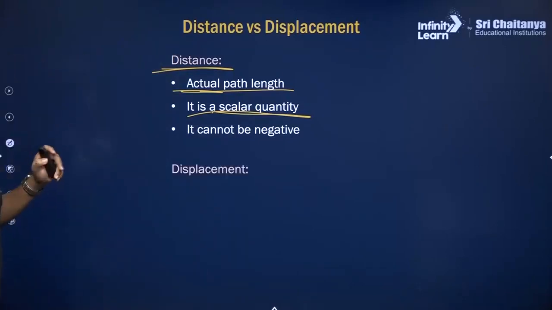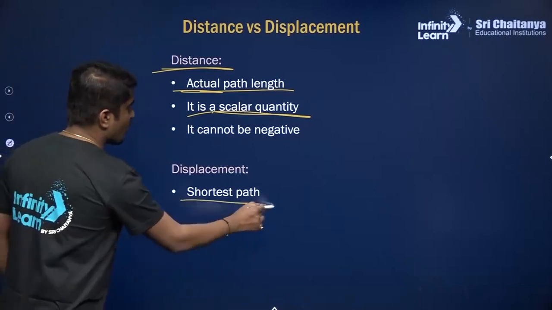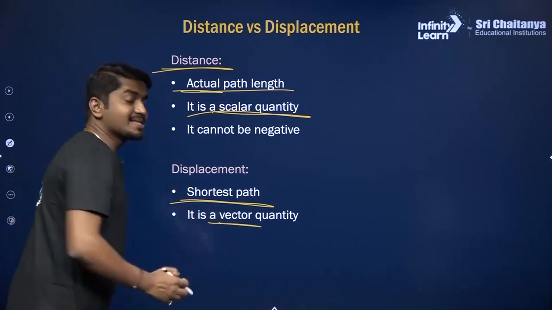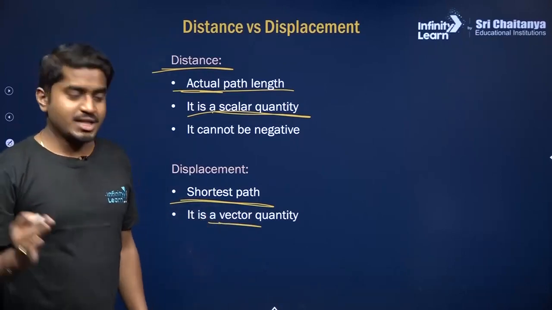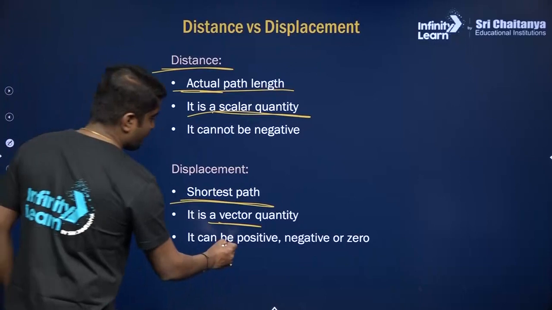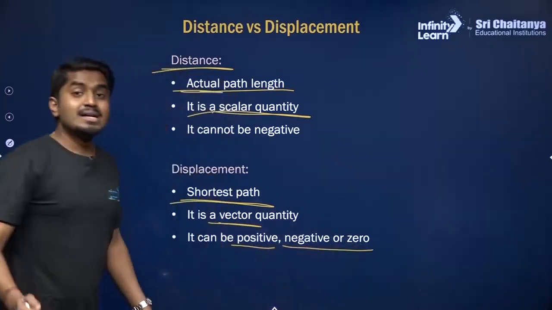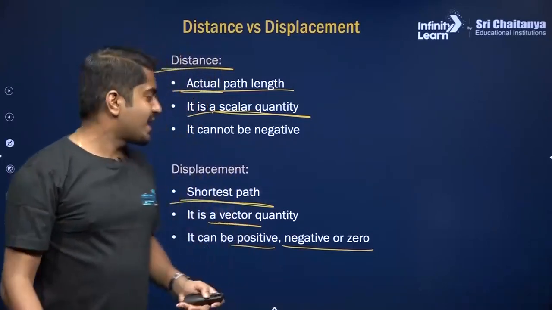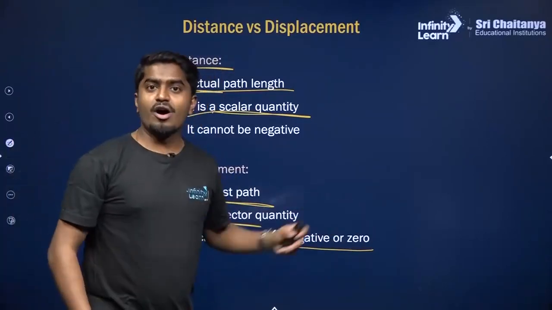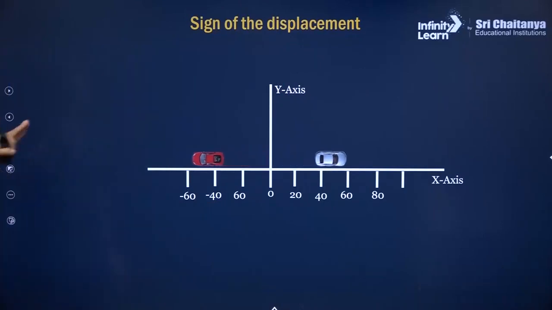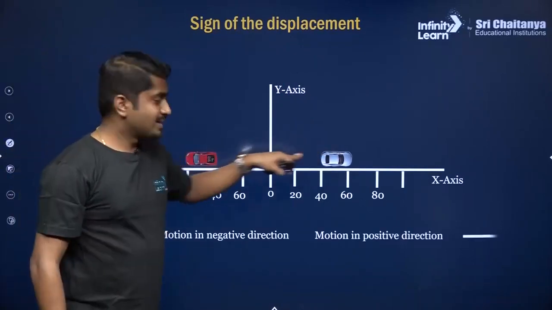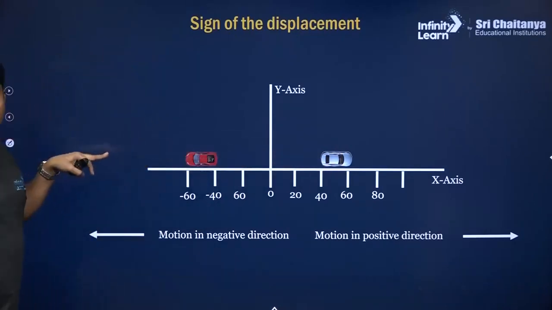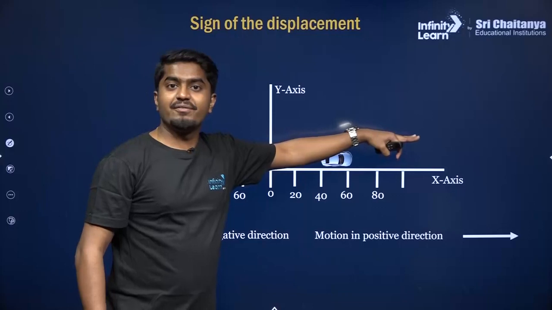But displacement is the shortest path. It is a vector quantity. That means it has magnitude as well as direction, and it can be positive, negative or 0. So we know how it can be positive, but let's understand how it can be negative or 0. For example, you see these two cars, the red one and the grey one. The red one is moving backwards. The grey one is moving in the front.